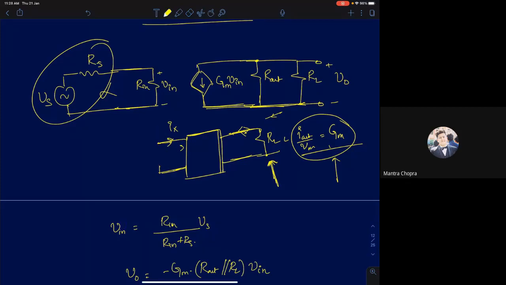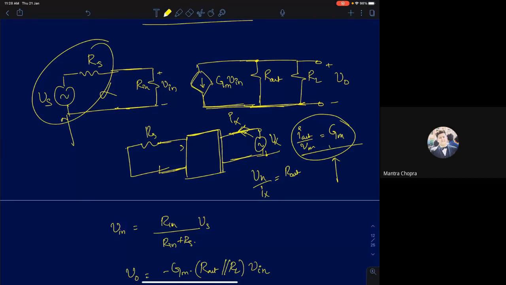Similarly, short circuit your input, make your Vs go to 0, so your Rs will be present. Now remove your load resistance. When you are measuring output resistance, remove your load resistance, apply your test voltage source Vx and measure the current Ix drawn at the output terminal. Then the ratio of Vx by Ix is what we call the output resistance.